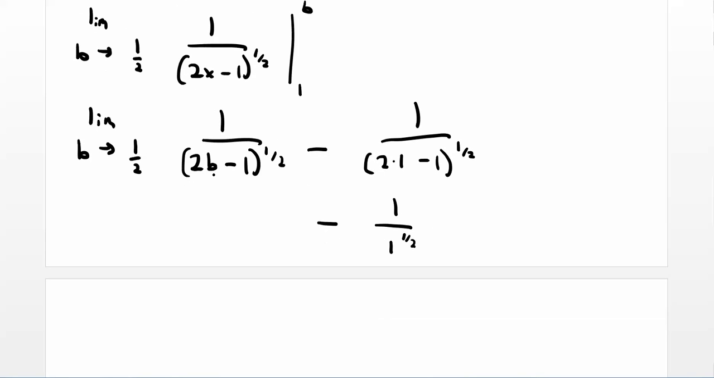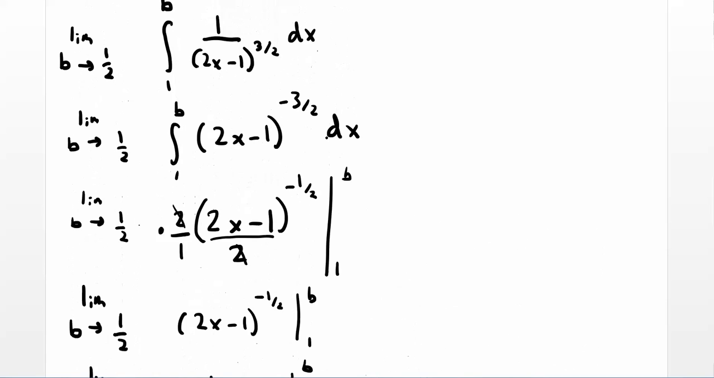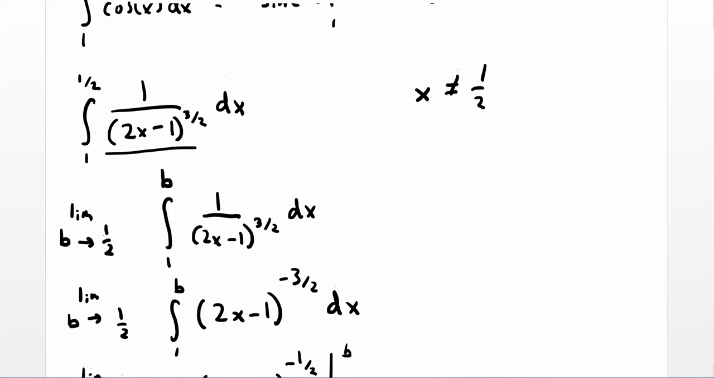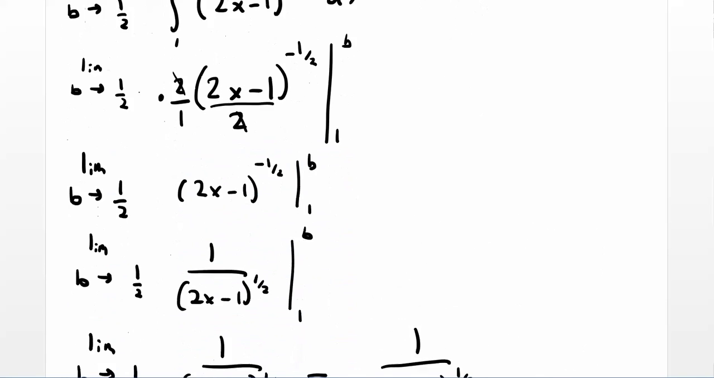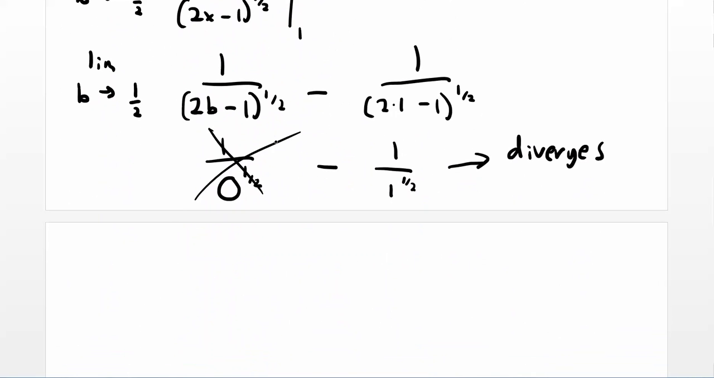But on this left side, when you plug in 1/2, you're going to have 1 over 0 to the 1/2. Can't do that. So what we say is that this diverges. So had we originally started this problem, done the antiderivative, and just plugged in the bounds, we would have gotten a very incorrect answer. So just be aware of your function and on what intervals it is continuous or not.